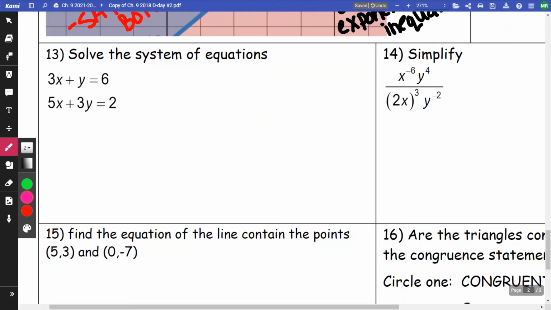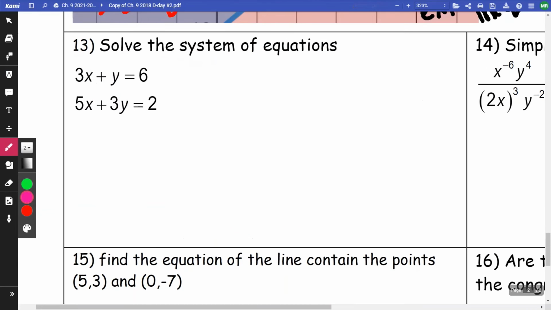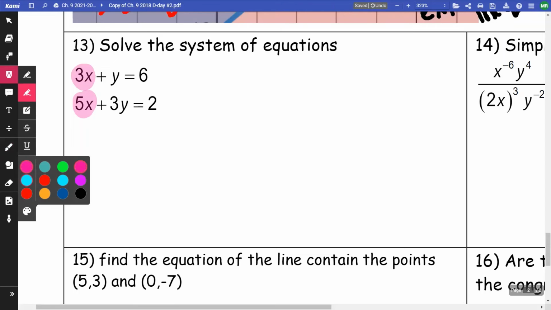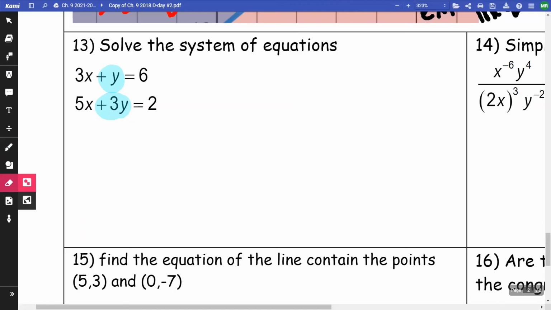On 13, we're solving this system of equations. We are going to try to eliminate one of these variables. With my x's, I have a 3x and a 5x. That's not going to be as easy to get rid of. I'd have to try to get a 15 in front of both of them. With my y's, I have a y and a 3y. I could try to make the top one into a negative 3y, and then they can cancel out. And I think that's what I'm going to do.